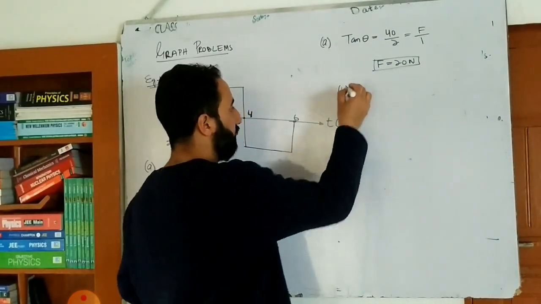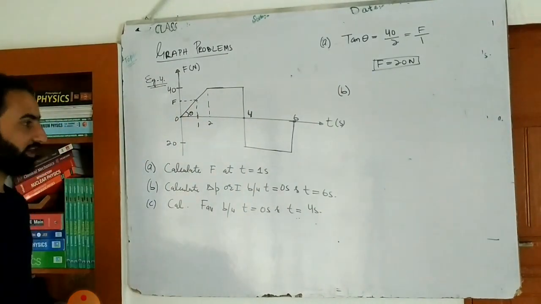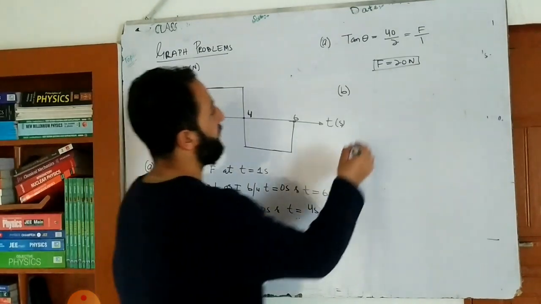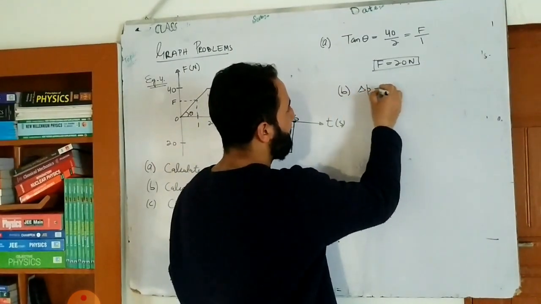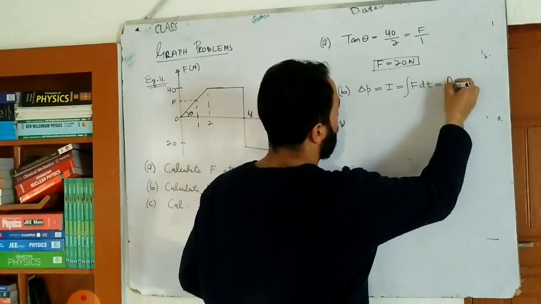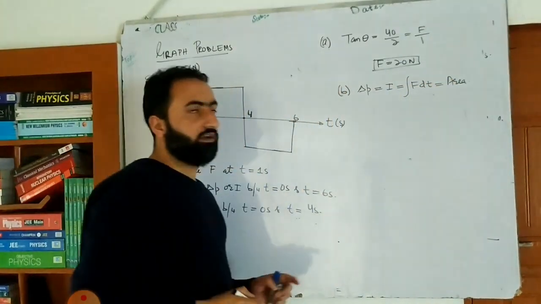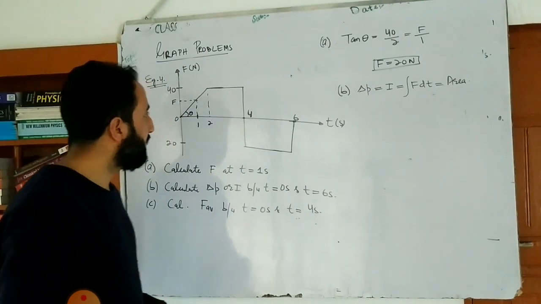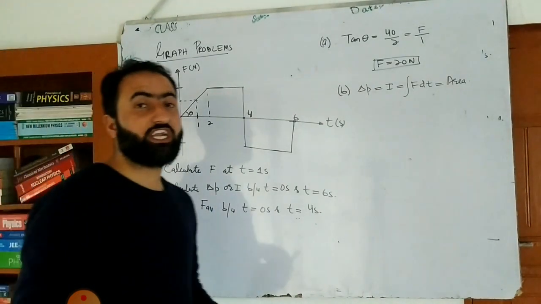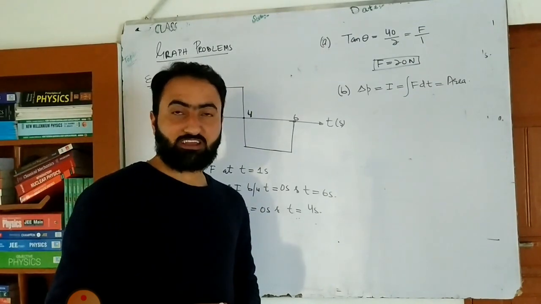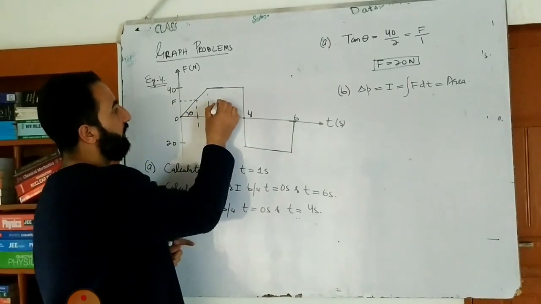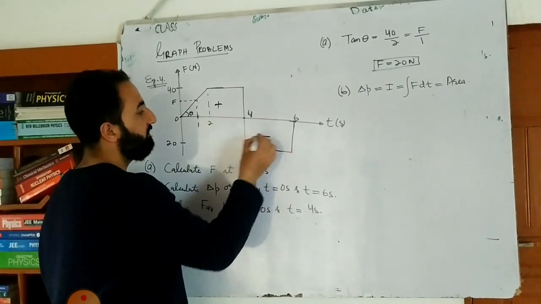B part. Next is B part we have to calculate. B part is that we have to calculate delta P or impulse between t equal to 0 second and t equal to 6 seconds. And we know that this change in momentum is equal to impulse is equal to integration of F dt, and that's in turn equal to area. ठीक है ना बेटा? So simply we have to calculate the area under F versus t graph, but keep this point in mind that the area above the time axis is taken as positive and area below the time axis is taken as negative. So ये area ले लो positive and take this area as negative.